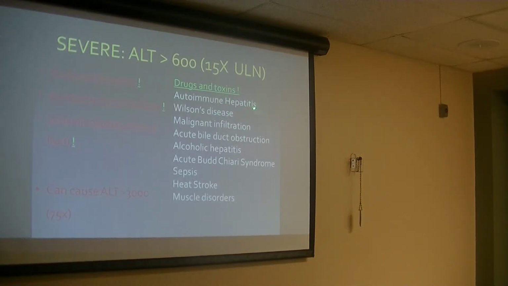Autoimmune hepatitis, fulminant Wilson's disease can. Budd-Chiari syndrome is an important one. That's thrombosis of the hepatic vein you see with a variety of conditions. Important not to miss that one. You need to do some kind of imaging, like an ultrasound with Doppler or CT with contrast if they can tolerate it, to see the occlusion.